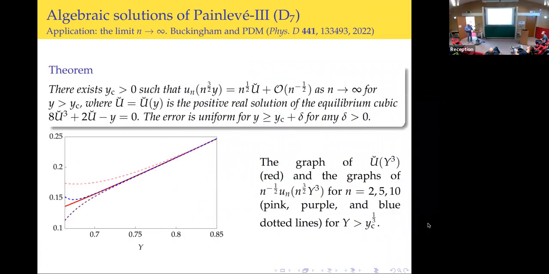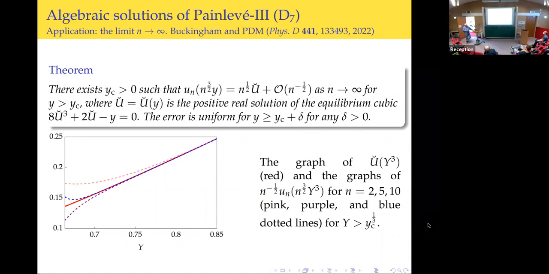So that leads to this result here. There is some critical positive value of y, such that this u_n function evaluated at the argument (3/2)·y is well approximated by the square root of n times u-breve, and this u-breve is just the positive real solution of this equilibrium cubic equation. Here's a graph: the u-breve is this red curve, and for different values of n we plotted the actual functions, and you see that as n increases, it hugs that curve better and better. So that's the approximation.